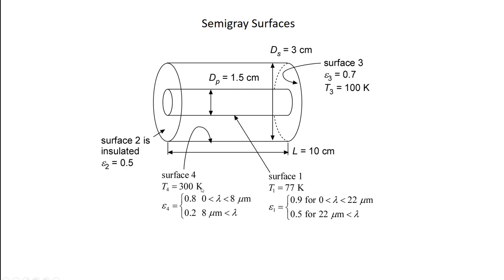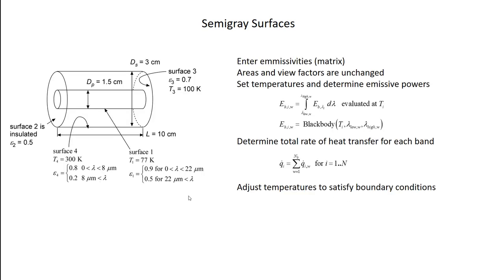So these two surfaces have two different bands of behavior, right? 0 to 8, and this one is 0 to 22. So the problem as a whole actually needs to be broken up into 3 bands, right? Because in every band, every surface has to have a constant emissivity. So if you think about it, from 0 to 8 microns, I have one set of emissivities that characterize all 4 of these surfaces. From 8 microns to 22 microns, I have a different set of emissivities that characterize all 4 of these surfaces. And then from 22 microns and up, I have still another set of emissivities that characterize all these surfaces, right?